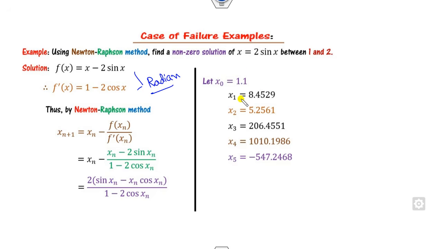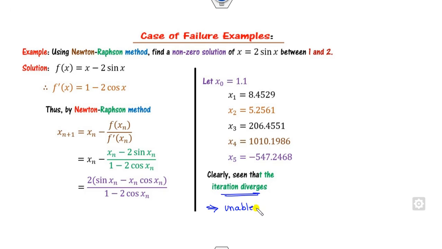So once you find x1, x2 and x3, it clearly shows it decreases, then it increases, then decreases. So does it converge? It can never converge. So clearly the method diverges. And once it diverges, it means you are unable to find the root of this equation, because you have chosen x naught as 1.1.